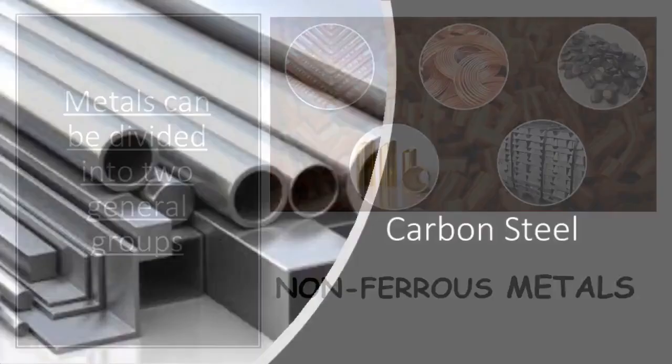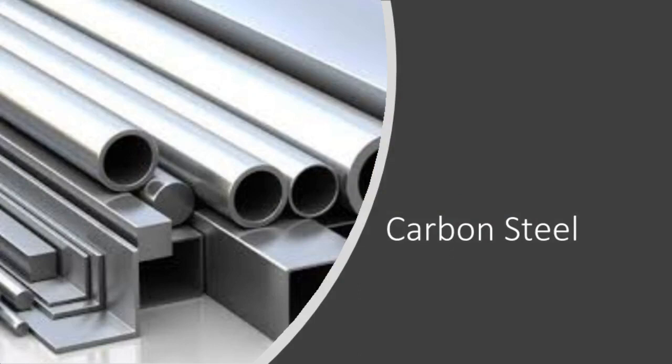Carbon steel is a steel with carbon content from about 0.05% up to 2.1% by weight. The definition of carbon steel from the American Iron and Steel Institute, AISI: steel is a mixture of the elements iron and carbon. The amount of carbon the steel contains determines its suitability for the job. Carbon steels are broken down into three categories.